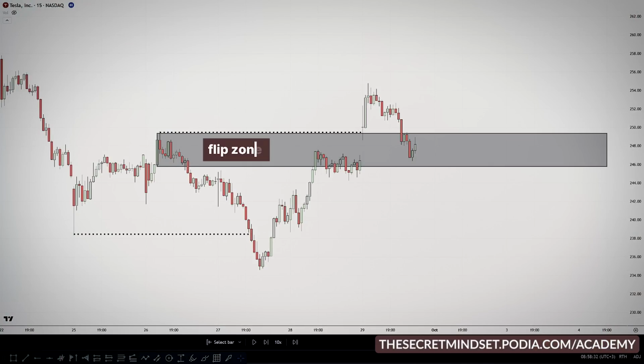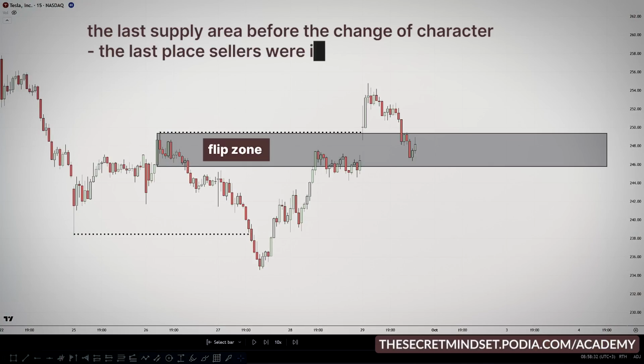The third step is key. We mark the last supply area before the change of character. This area is special because it's the last place sellers were in control before buyers took over.